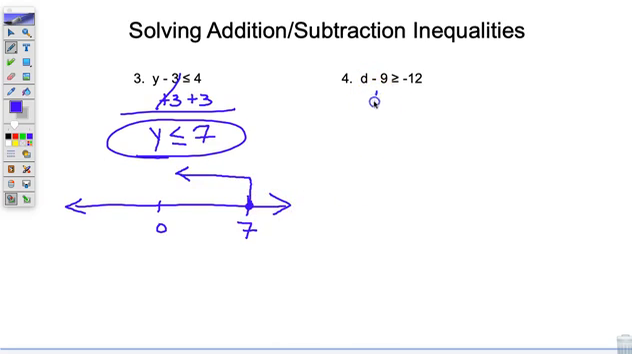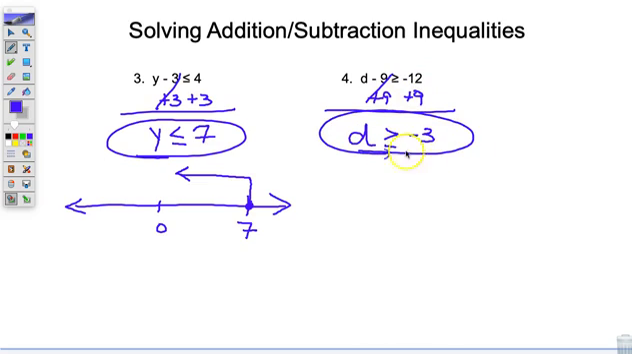In the next example, we will be adding 9 to both sides. These cancel. d is greater than or equal to, and this is a negative 12 plus 9, so that would be a negative 3. Again, use your number line here, show where 0 is. Now we want to show where negative 3 is. That would be to the left of 0. Since we have greater than or equal to, it is a closed circle. d is greater than or equal to negative 3. Numbers greater than or equal to negative 3 would be to the right of negative 3.